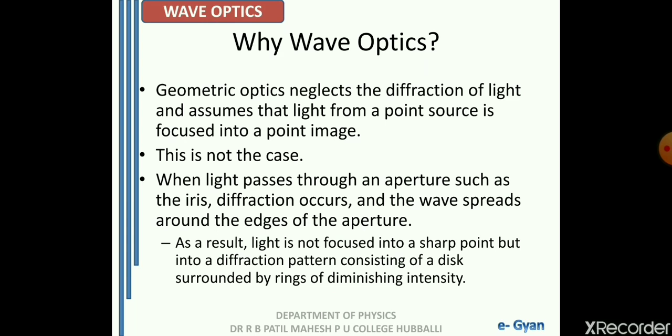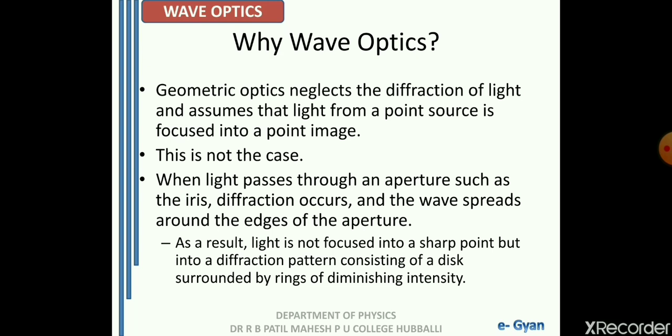Geometric optics neglects the diffraction of light and assumes that the light from a point source is focused into a point image. This is not the case. When the light passes through an aperture such as the iris or lenses, diffraction occurs and the wave spreads around the edges of the aperture. As a result, light is not focused into a sharp point but into a diffraction pattern consisting of a disk surrounded by rings of diminishing intensity.